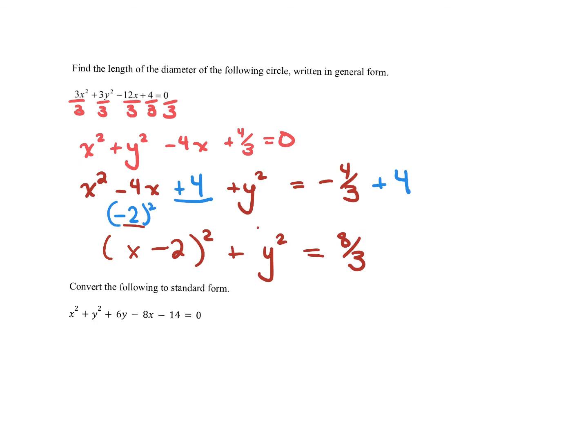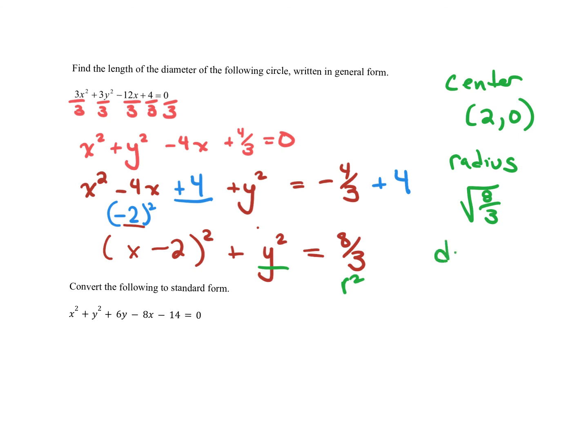Now this problem actually wanted to know about the length of a diameter. I mean, I could do the center. The center, it's not asked for, but it's just (2, 0), because if there's nothing for the y, we just consider it to be 0. Now the radius is going to be the square root of 8/3, because remember, this is r squared. So if you take the square root, you get your radius. So the diameter, if I wanted to find it, would be 2 times the square root of 8/3.